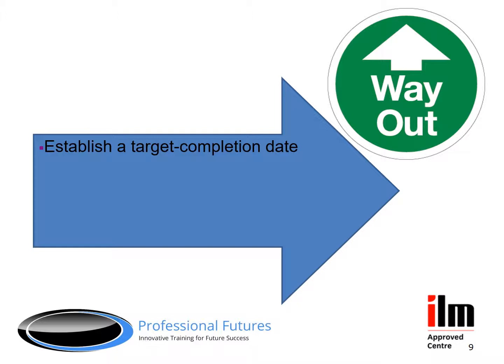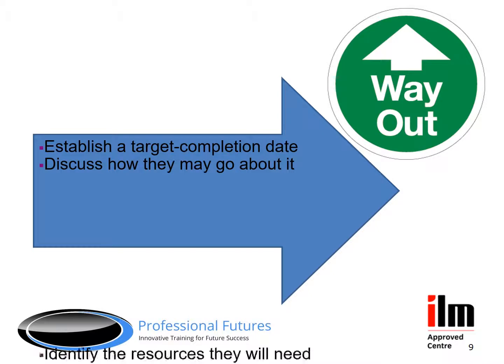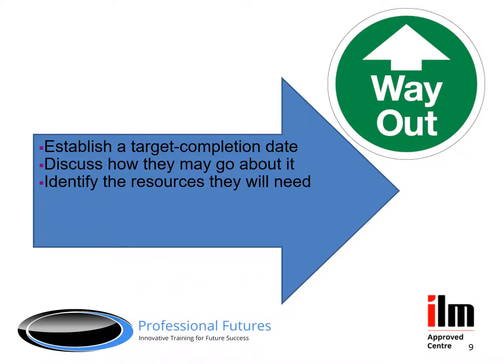Now, other elements to consider is that you need to ensure that there's an end date. So when do you expect that task to be completed, and ensure that that's communicated to them. You may also want to discuss with them how they might go about achieving that task, but that depends on their development level. So if they're highly developed, you might just give them the task and then leave it to them to decide how they go about it, or you might want to help them a little bit with some thoughts and some ideas. The next element is that you need to identify any resources that they might well need and ensure that they're made available for them.